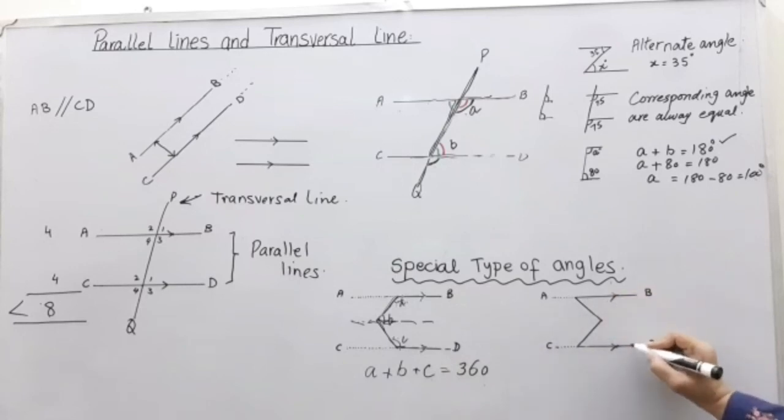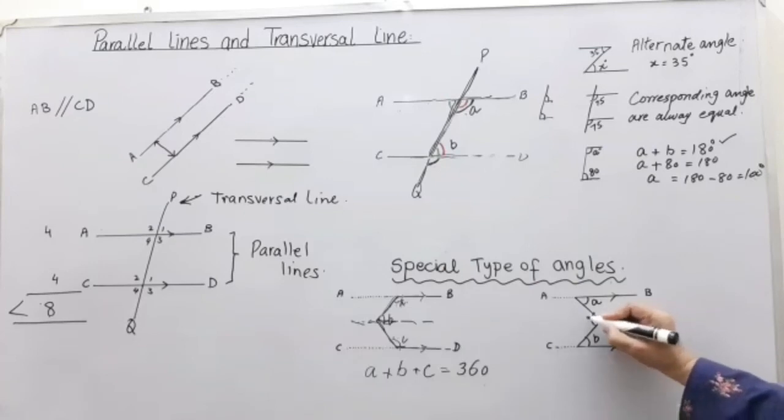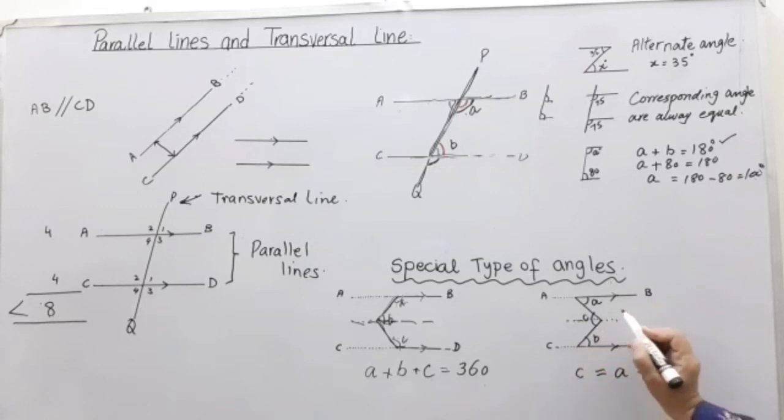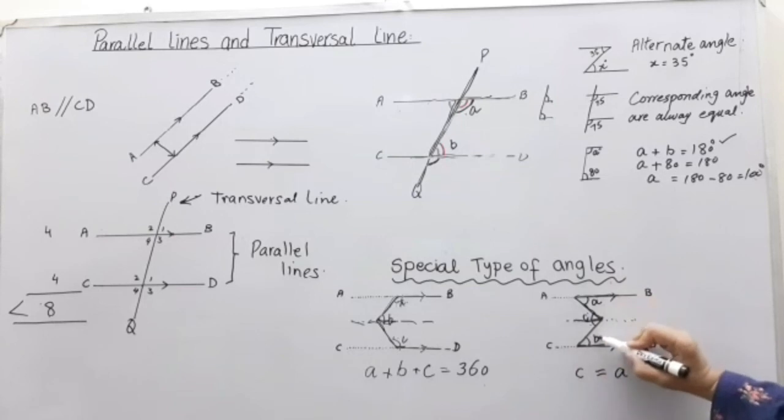And now in this figure, this is A, this is B, and this one is C. C is always equal to A plus B. You can find it easily because when you cut it here, you see a Z here, alternate angle. You see another Z here, alternate angle. B and C. So A plus B equal to C. In this way you find these angles easily. Okay, thank you.